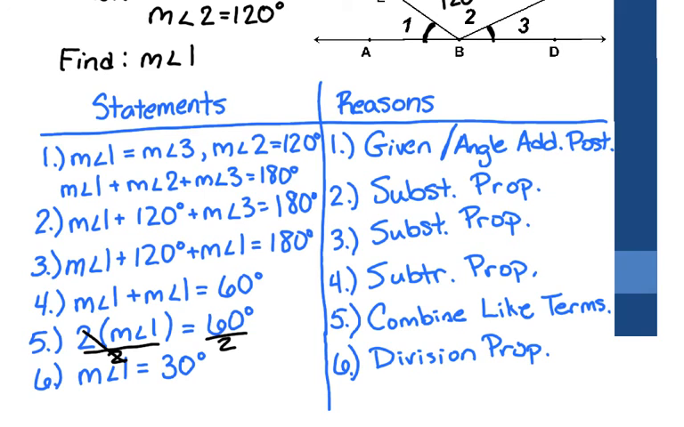All right. So we found, that's what we were looking for. It says find measurement of angle 1. And that is what we did. We found measurement of angle 1 to equal 30 degrees.